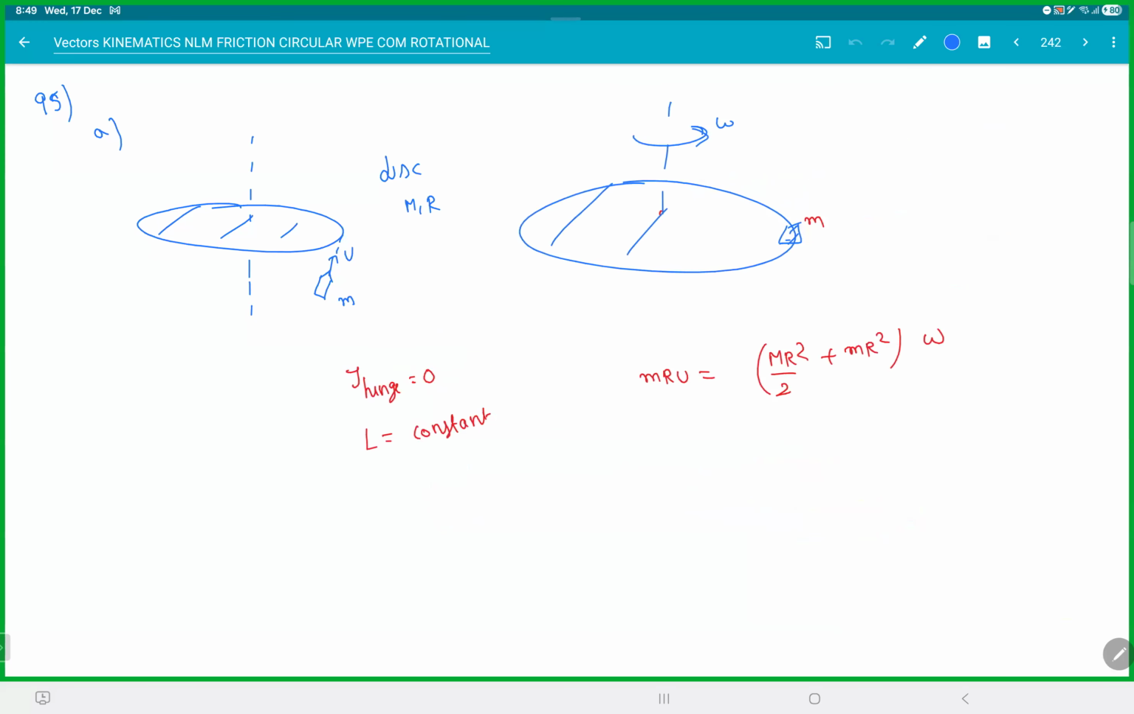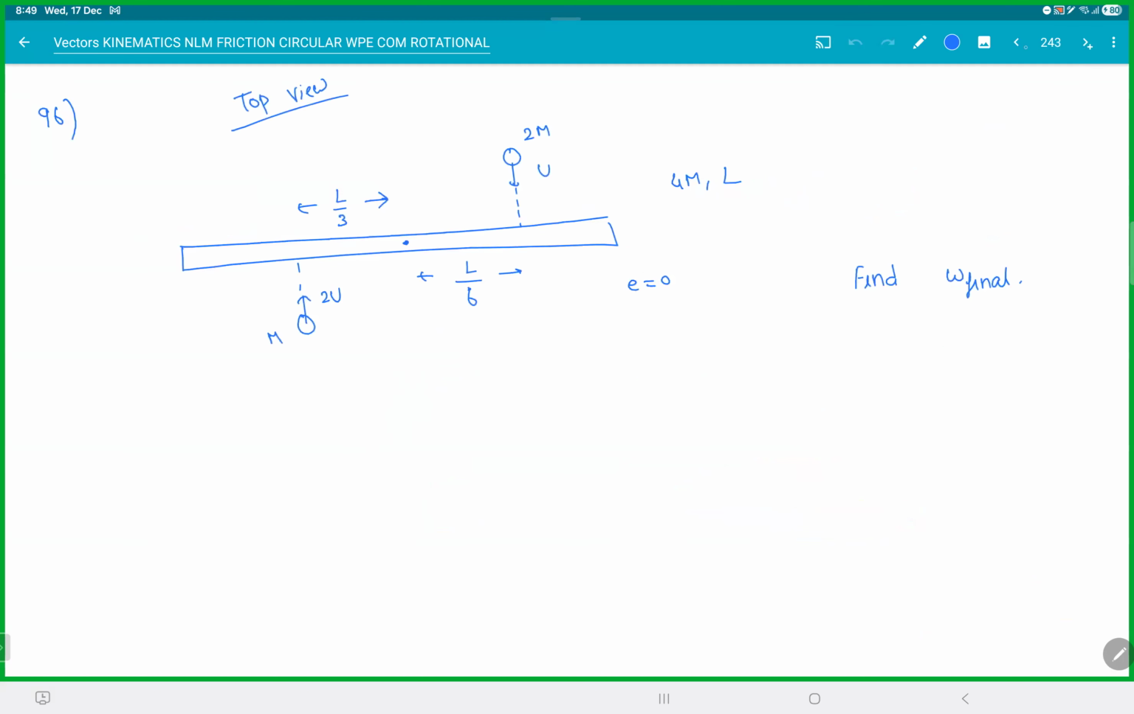How do we do this thing? So when the bullet hits tangentially, it gets stuck. Torque about the hinge is zero. Initial angular momentum is mru. Final angular momentum is I omega, I of the disk plus I of the particle. Single step. What about the second thing?